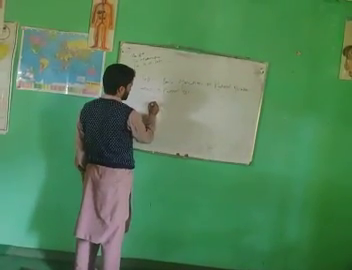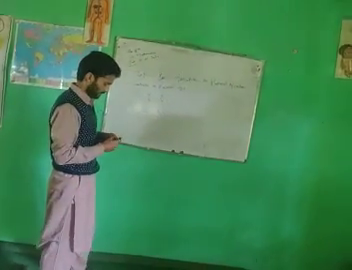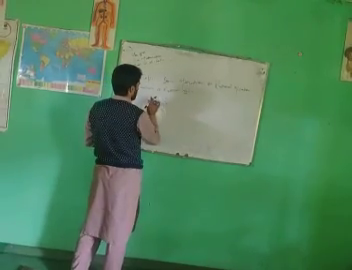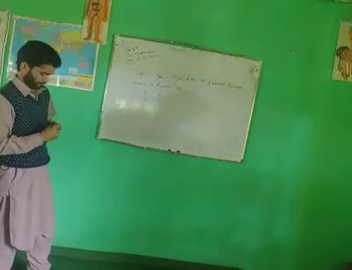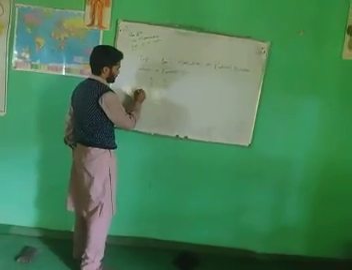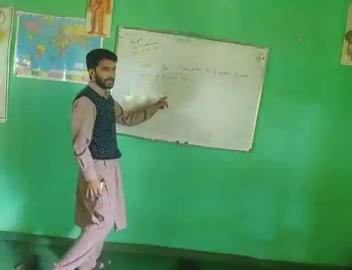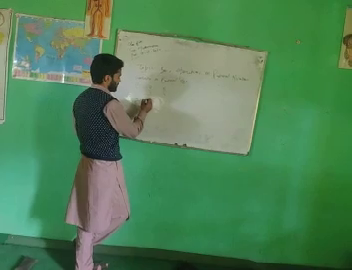This is 4 by 3, 5 by 4. We have to subtract them. Or this is 9 by 3. Firstly, there are also two methods. One is when denominators are same, and one is when denominators are distinct.